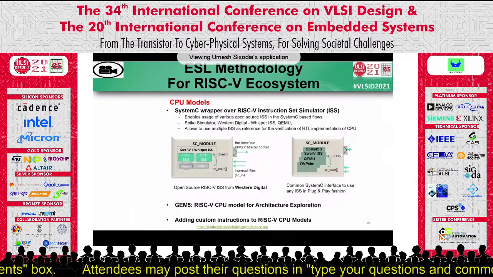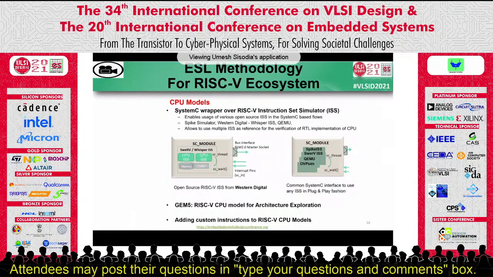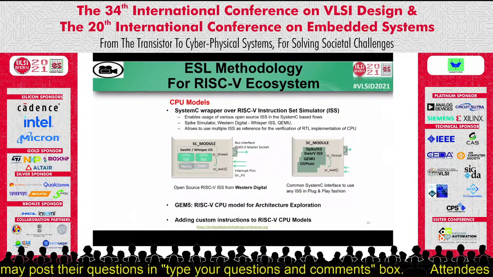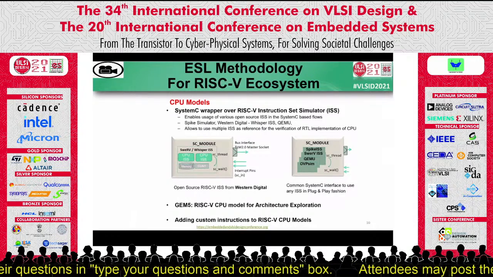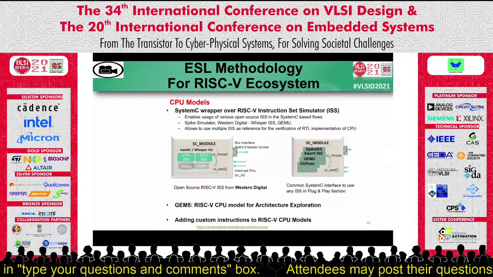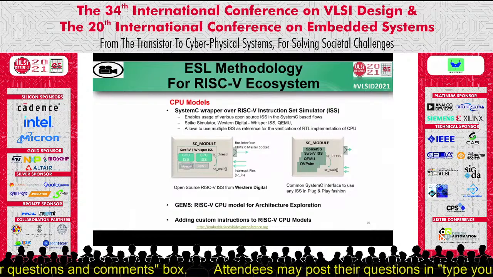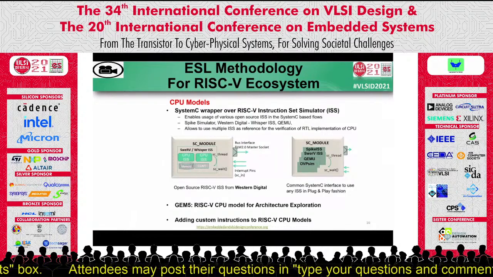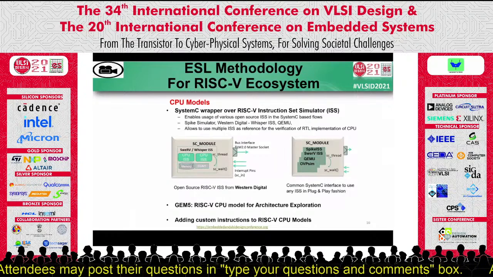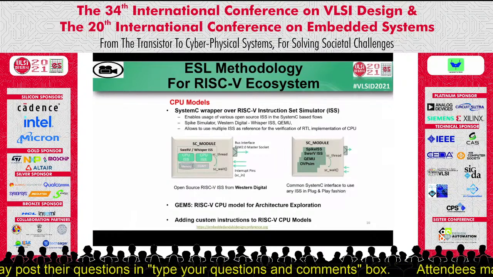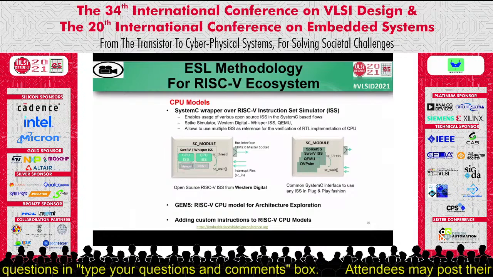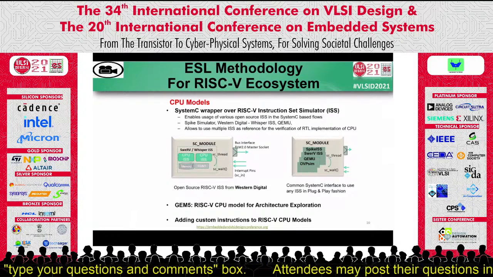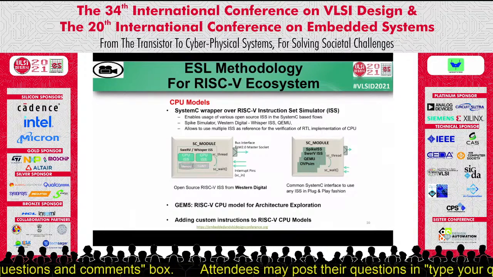So having a robust ESL methodology for the RISC-V ecosystem is very important. RISC-V is still evolving today. If we look at other mature processors like ARM, ARM already has a very robust ecosystem of modeling infrastructure, models, etc. A similar kind of infrastructure is required for the RISC-V ecosystem as well.